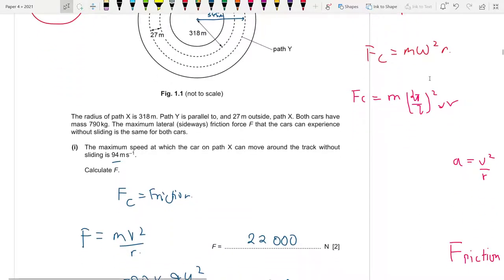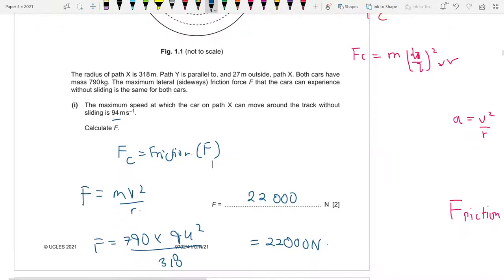So find out the maximum speed. The maximum speed at which the car on path X can move around the track without sliding is 94 meter per second. So basically here we need to state that friction is providing the centripetal force, right? The friction F is providing the centripetal force. So F is actually equal to mv square by r. The mass is 790, the velocity is 94 whole square, and the radius is 318 meters for path X, right? Now, if you calculate this, you're going to get a value of 22,000.